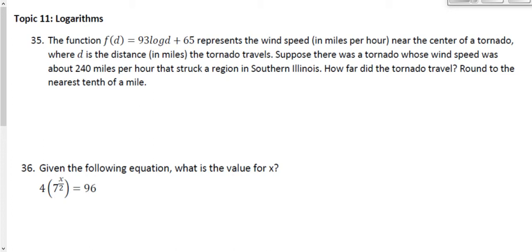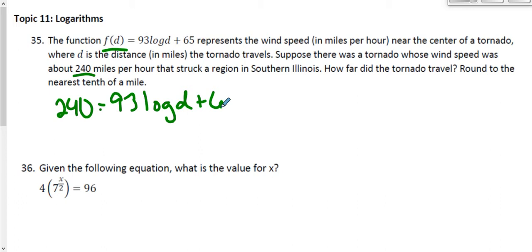Now, this equation is designed to talk about wind speed, so that means that this 240 correlates to the wind speed here. And it struck a region in southern Illinois. How far did it travel? So it's basically asking, if our equation's equal to 240, what is d? What is the distance? So all I have to do to solve this problem is get d alone.